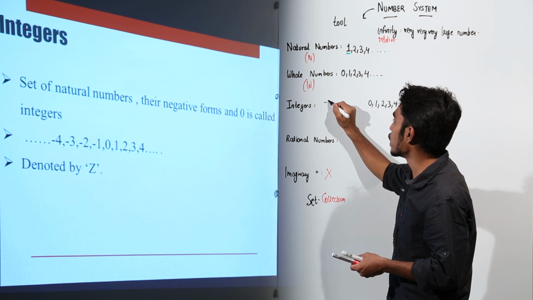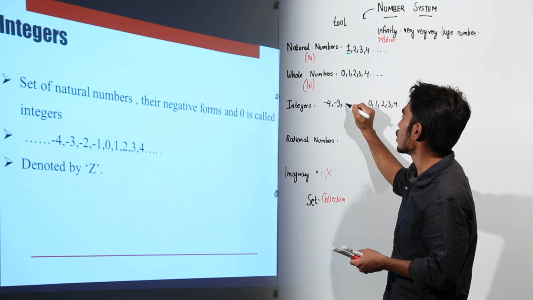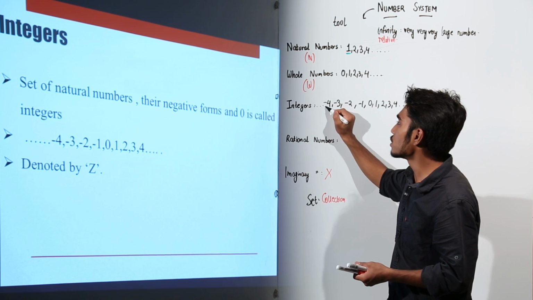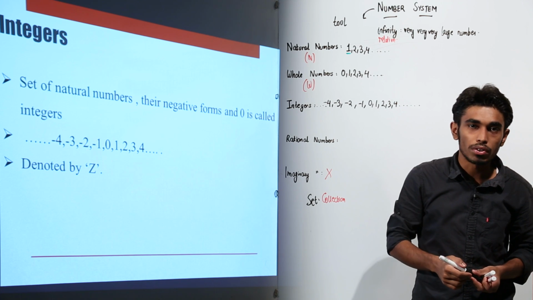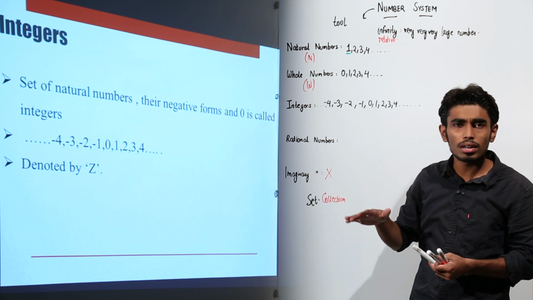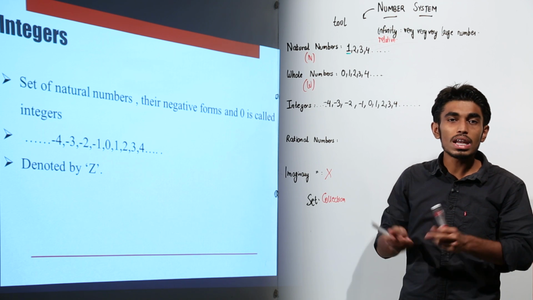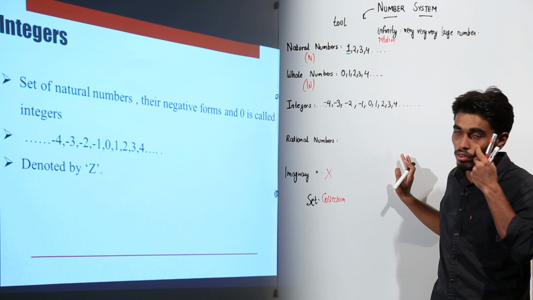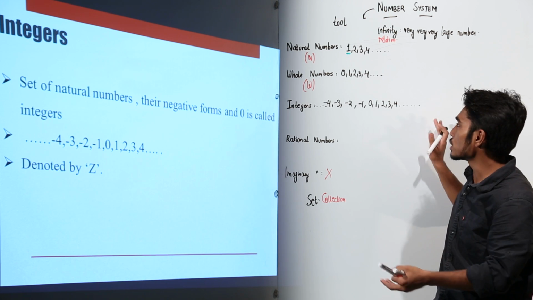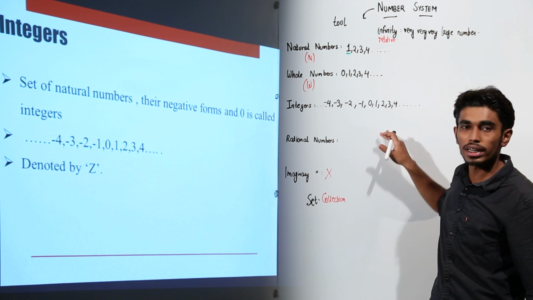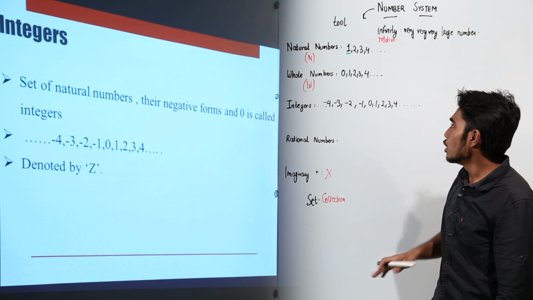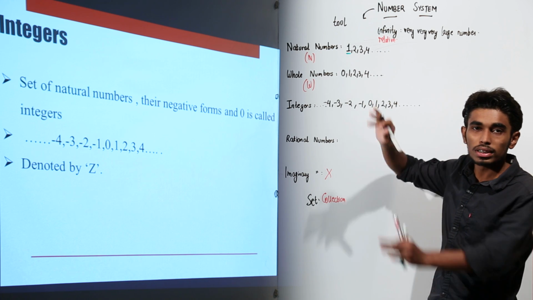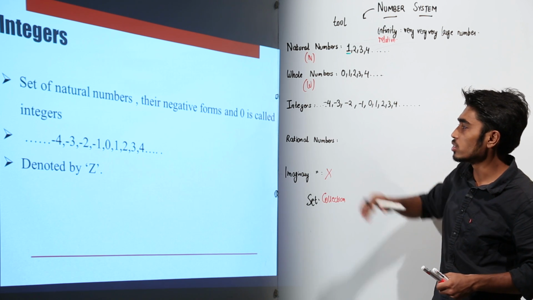So let me write minus 4, minus 3, minus 2, minus 1, comma 0. And this extends up to minus infinity. Minus infinity is nothing but a term which is very large in the negative sense. So from minus infinity to plus infinity, all numbers of this kind are called integers. So whole numbers plus the negative forms of natural numbers, this whole collection is called the integer set.